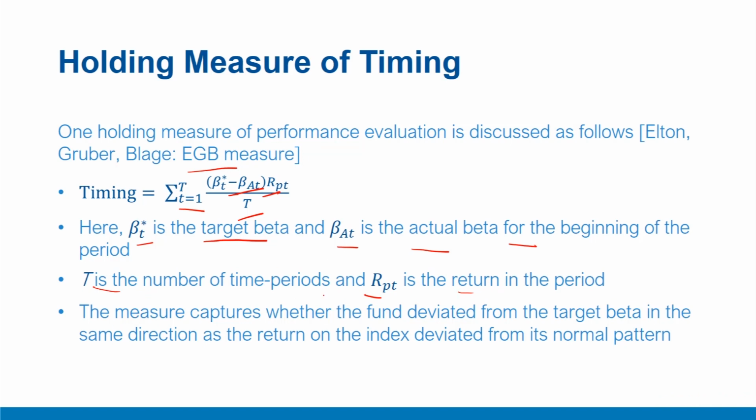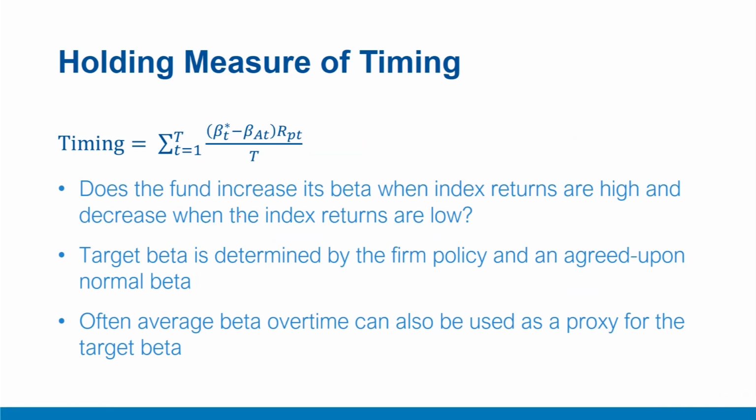Now this measure captures whether the fund deviated from its target beta in the same direction as the return on the market, some kind of market index. The idea is that we want to examine whether a given fund increases its beta when the market returns are high and decreases it when market or index returns are low. Generally, this target beta, beta t star, is determined by the firm policy and some kind of agreed normal beta. Sometimes, long-term average betas are also employed as the proxy for target beta.